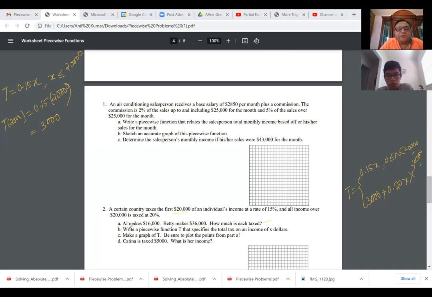So if Al makes 16,000 and Betty makes 36,000, how much are they taxed? For Al, 16,000, you can plug in. 16,000 is less than 20,000, right? So that will be 0.15 times 16,000, which is 15 times 160, you can say. And then multiply and get your answer.